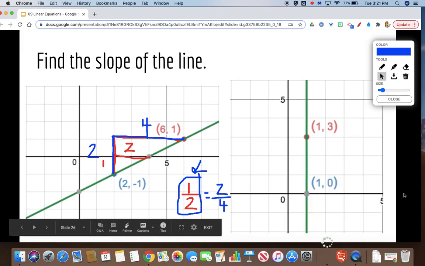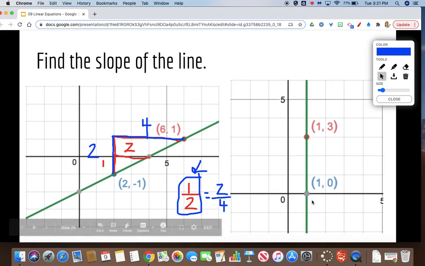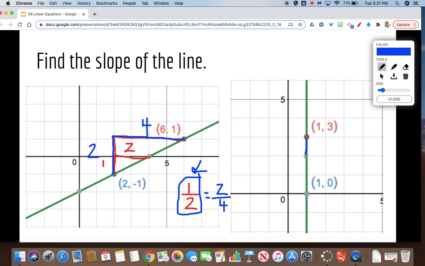Ooh, what is the slope of this line? My rise, I can't make a triangle here because my points are directly in line with one another vertically. So do I have a rise? Yeah, 1, 2, 3 is my vertical change. Do I have a horizontal change? No. Do you remember if this is 0 or undefined?